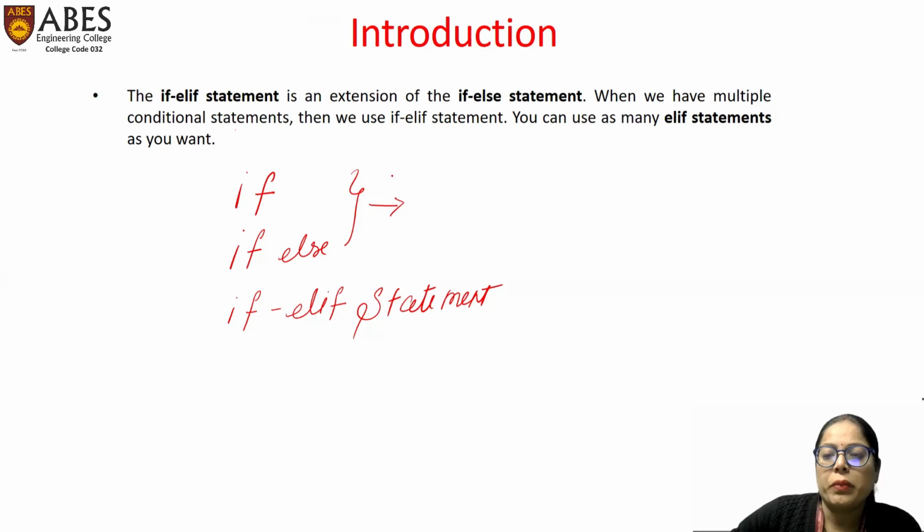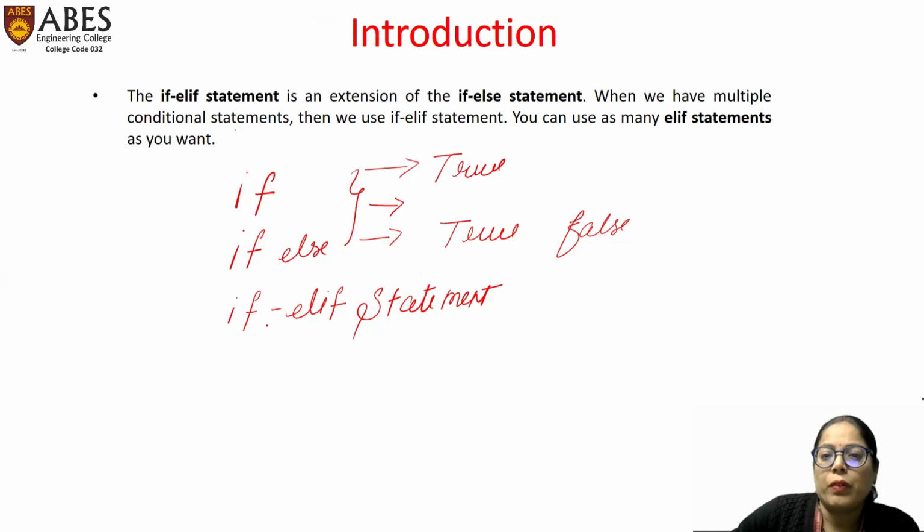So in the if statement, we have seen it works only in case of true, whereas in the if else statement, we have seen it works in both conditions. Like if the condition is true, the body of the if part is included, and if the condition is false, the body of the else part is excluded.